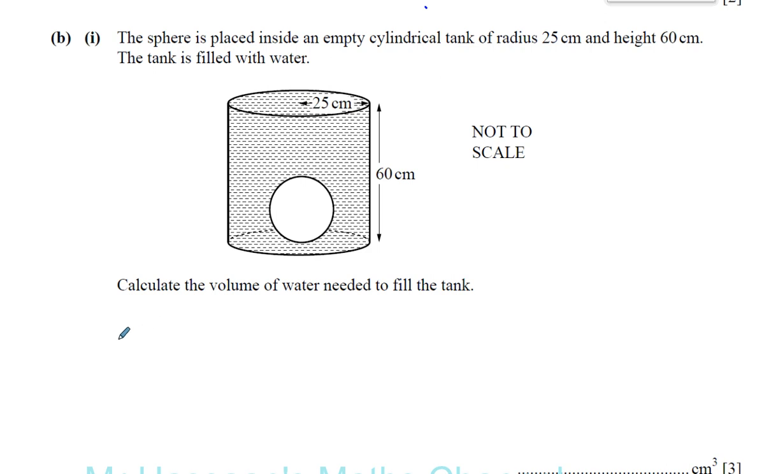So the volume of the water needed is equal to the volume of the tank minus the volume of the sphere. Now the volume of the tank, now for a cylinder, they don't give you the formula.